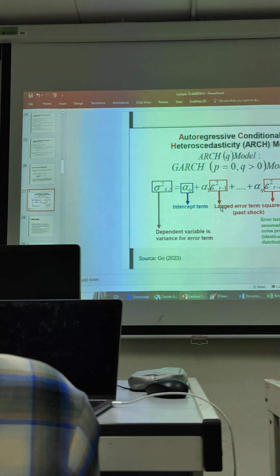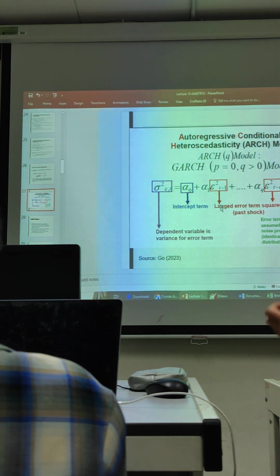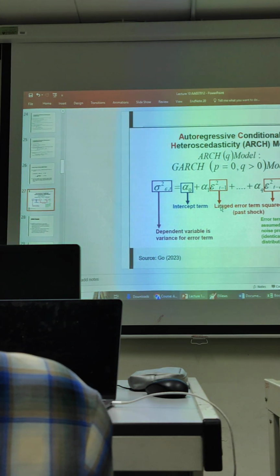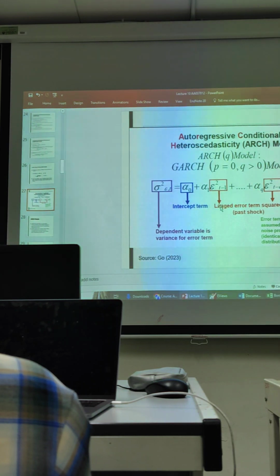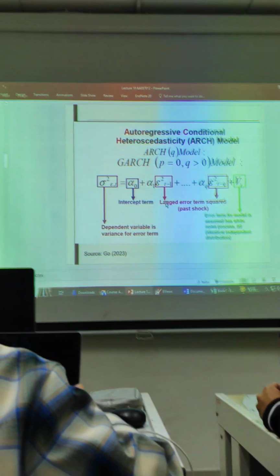So actually this is for the ARCH(1) model. It's an ARCH, A-R-C-H, 1 model. So now, we talk about the ARCH(1) model.